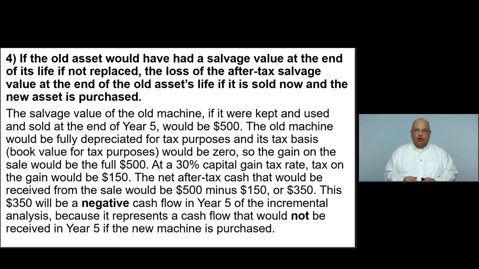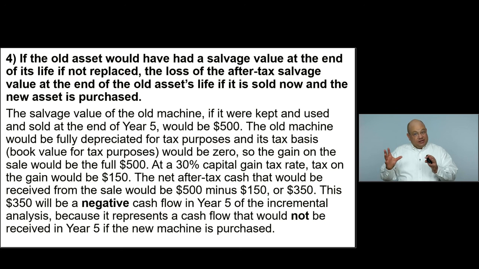So the salvage value of the old machine, if it were kept and used and sold at the end of year 5, would be $500. It would be fully depreciated for tax purposes, and so we would have to pay taxes on that $500 capital gain, 30% capital gain tax rate, $150 in taxes. So we have a $350 negative cash flow in year 5 because this is the cash we would not get in year 5 if the new machine is purchased. This is cash given up in year 5 if we purchase the new asset.